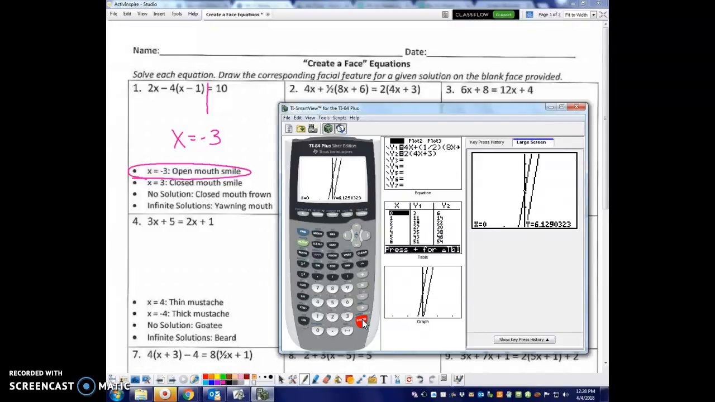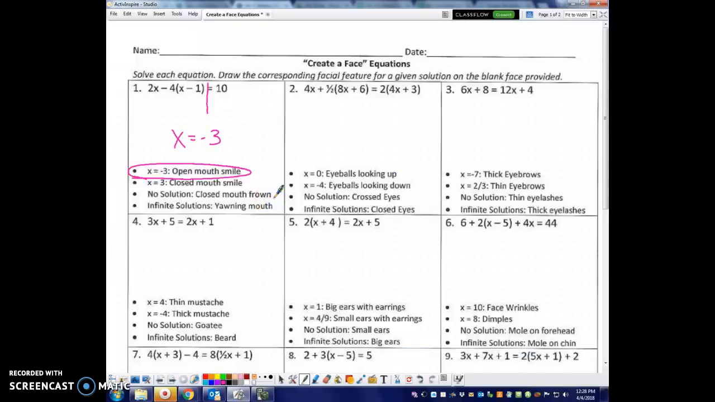First line and second line. So if you look here, these lines actually have the same exact slope, okay? The same exact slope, they're never ever going to cross. What do we call it if two lines never ever cross? No solution. Okay? So we're going to have crossed eyes. All right, number 3.